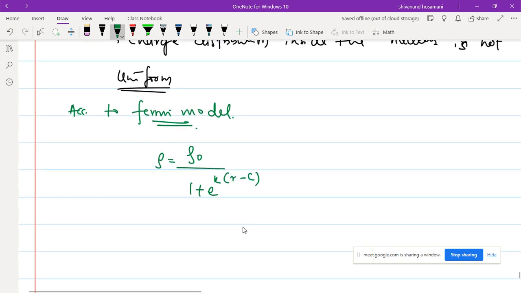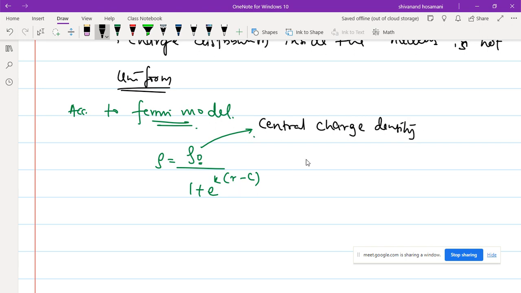I am going to define the charge density, not the mass density. Remember, here it is about charge density. So rho naught is defined as the central charge density. And r is defined as the radius, the distance. Where c is nothing but, remember this c is very important, the distance from the center at which the density falls.